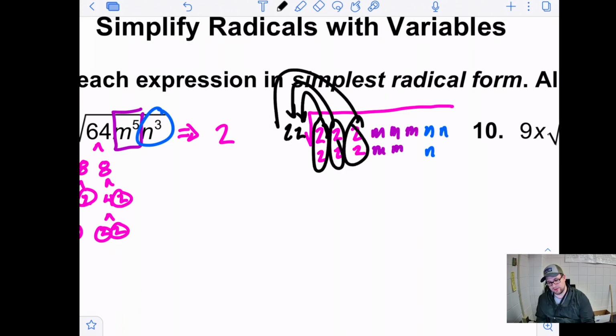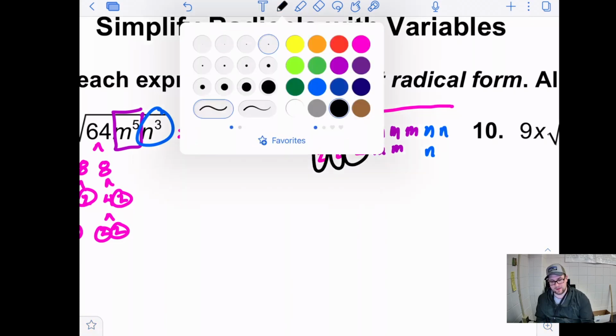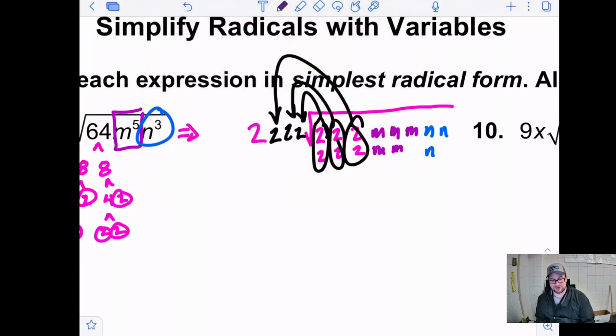C2, pull 1 out. Now I'm going to use my space. I'm going to slide this 2 over there. So I have 4 2's that are on the outside right now. So 4 2's, 2 times 2 is going to give us 4. 4 times 2 gives us 8. 8 times 2 is going to give us 16. So the number on the outside of my square root will be 16.